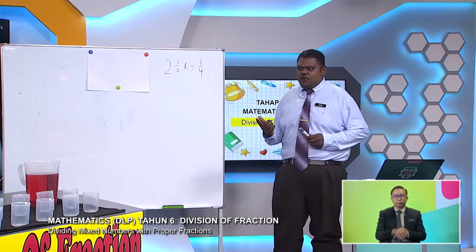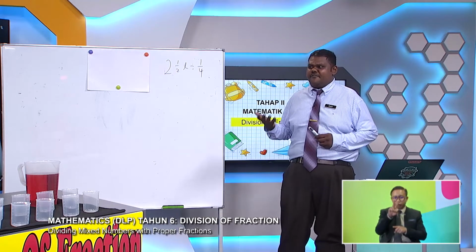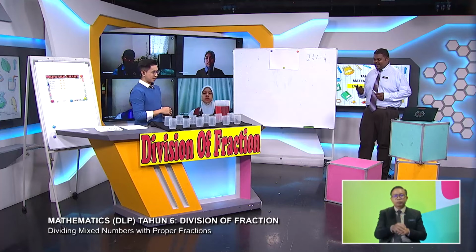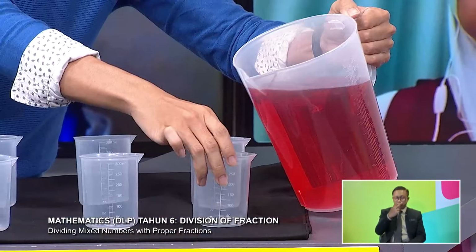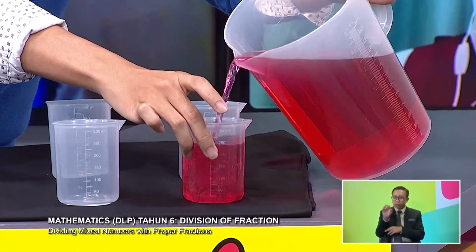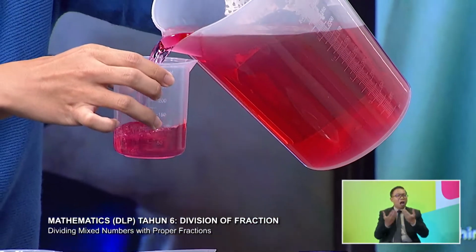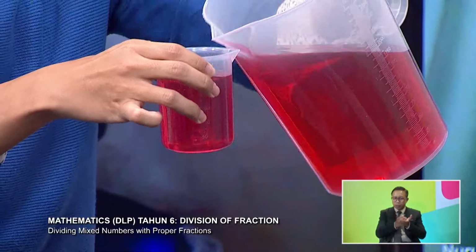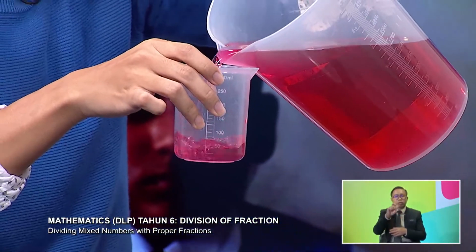As we know, 1/4 liter is equivalent to 250 milliliters. Can you do it, Chris? Okay, let Chris do it. So you're going to put 250 milliliters of syrup in each beaker. And we're going to find out how many beakers Chris managed to fill with 2 1/2 liters of syrup.